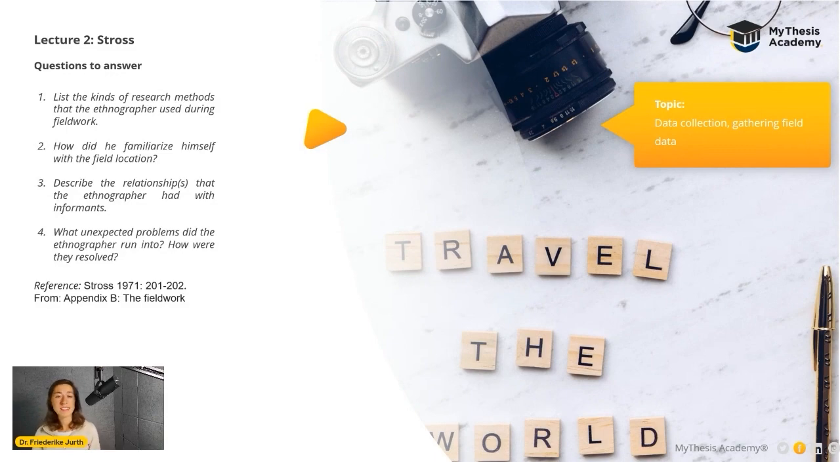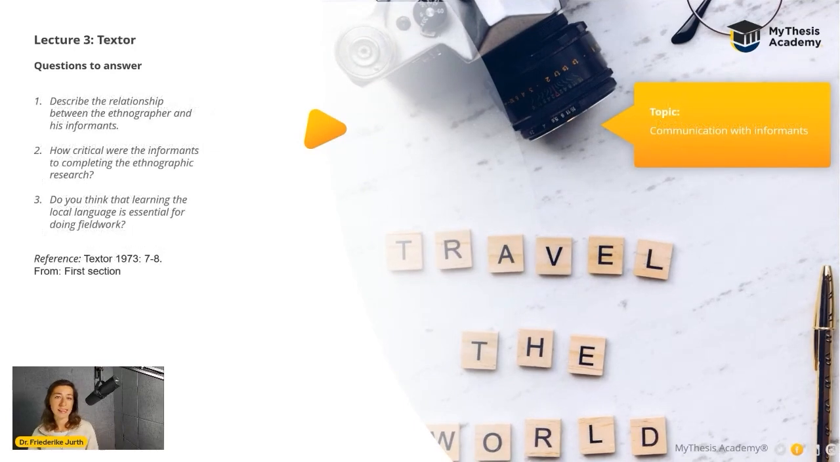So this is the second text. And as a third example, I selected a lecture from Textor, which is about communication with the informants, or well, with the field members, with the participants of the research.